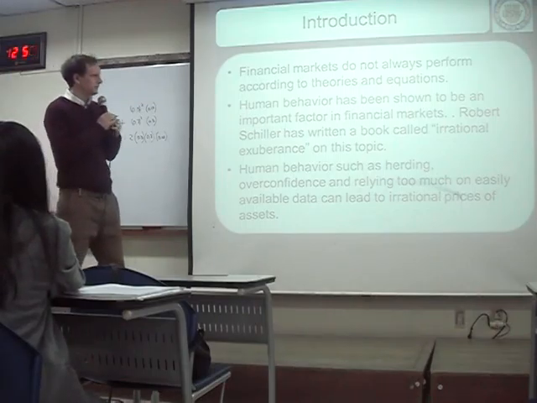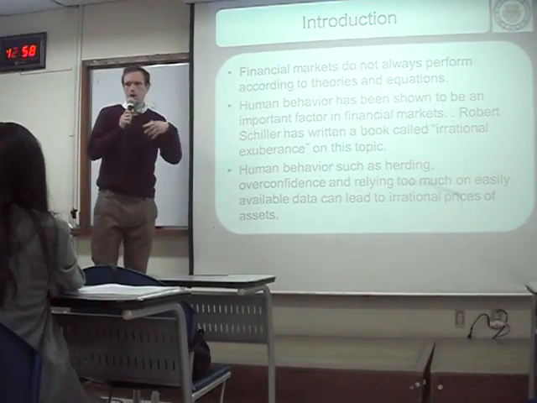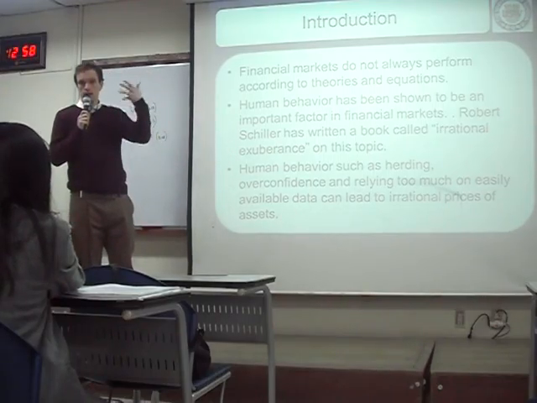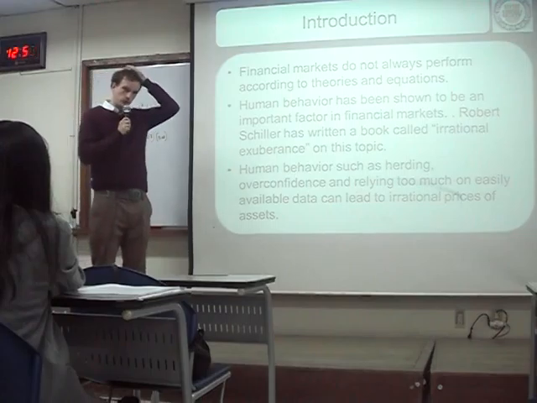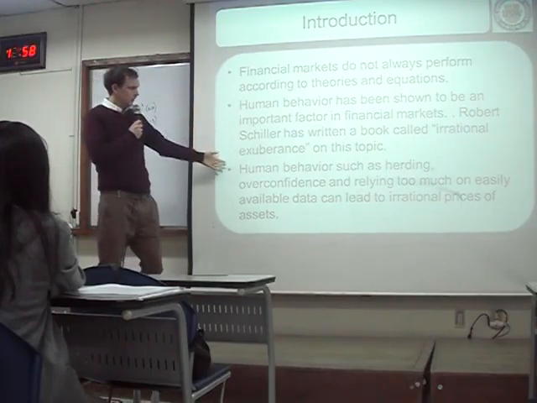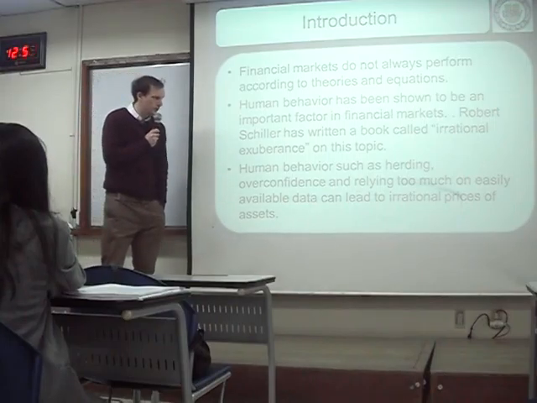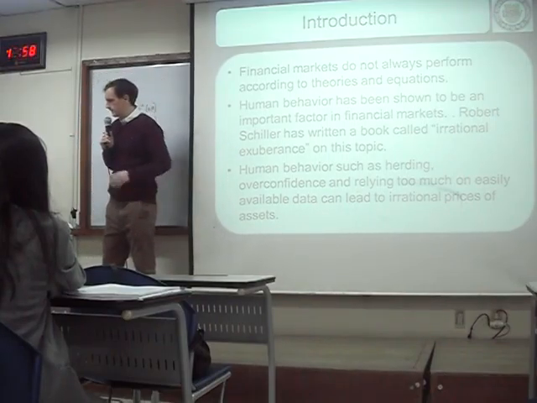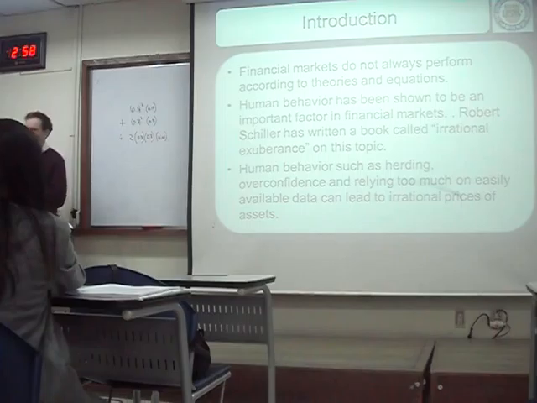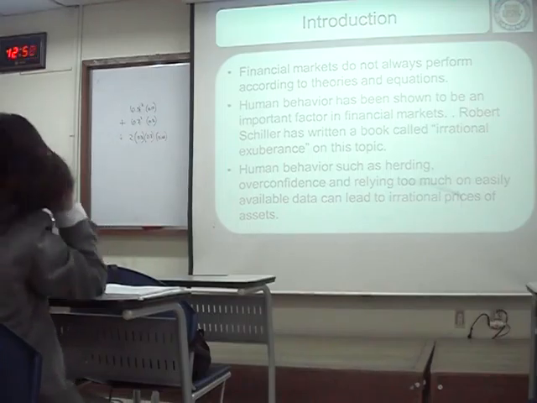Okay, so that's what he says. Irrational exuberance means overconfident. They're irrational and they're overconfident. Exuberant means too confident. So human behavior, such as herding, overconfidence, and relying too much on easily available data, can lead to irrational prices of assets.